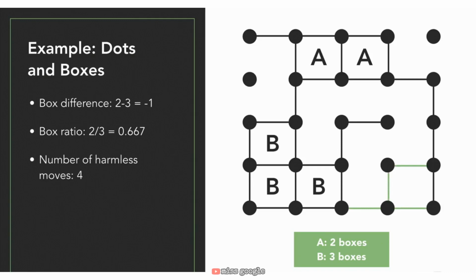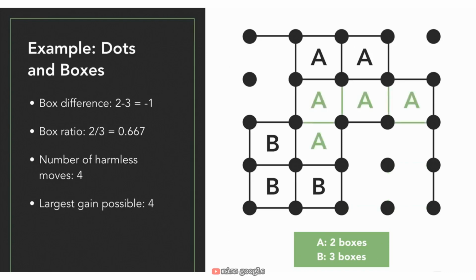If you are experienced in this game, you may have noticed that, it being A's turn, this is an opportunity for A to score some boxes. So another evaluation function may measure the largest gain possible by taking 1 move and taking all ensuing extra turns. As you can see, this move yields 4 marks for A.